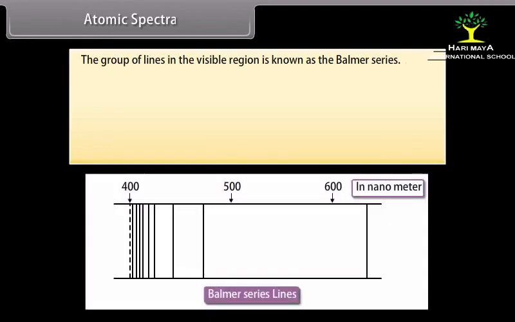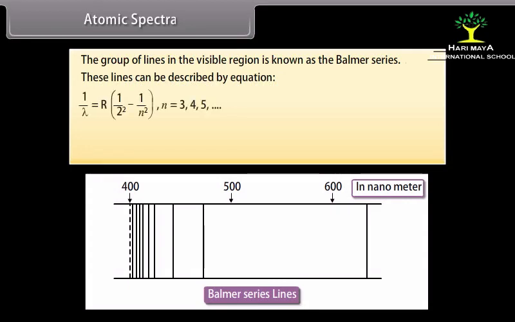The group of lines in the visible region is known as the Balmer series. These lines can be described by the equation 1 upon lambda equals R times 1 upon 2 square minus 1 upon n square. Here the value of n may be 3, 4, 5 and so on, where R is the Rydberg constant having value 1.0973732 into 10 raised to the power 7 per meter.